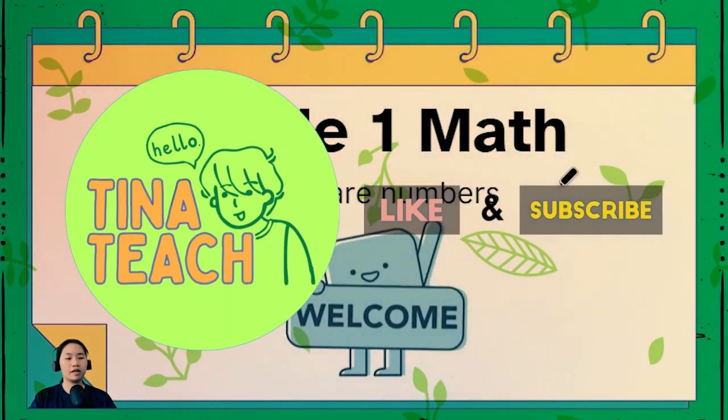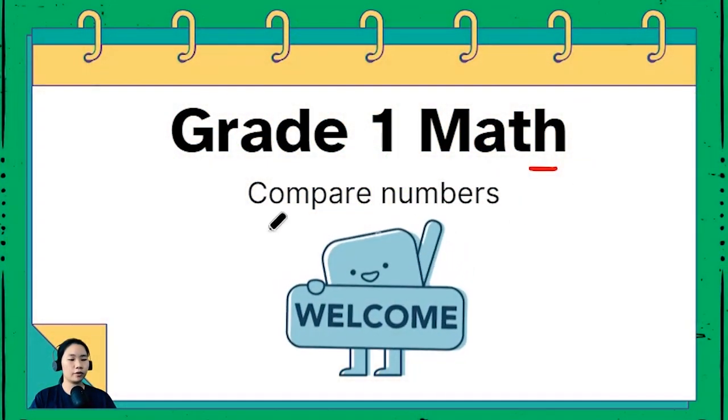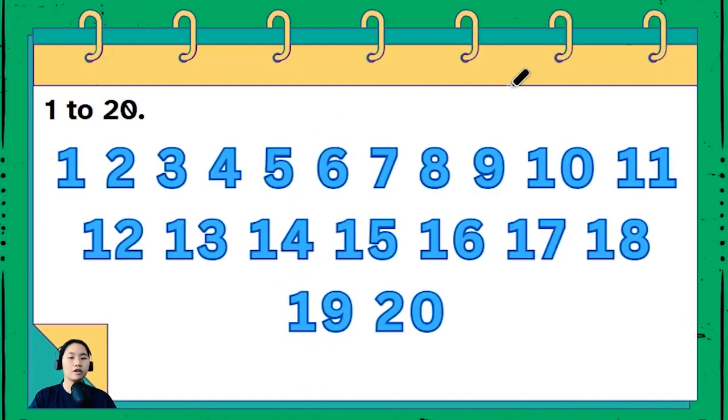Hello everyone, welcome back to Tinateach Grade 1 Math, lesson number 18. We're going to be comparing numbers today. First off, let's have a bit of a review. I have here numbers from 1 to 20. We're going to go through it 2 times. The second time is going to be a bit faster.